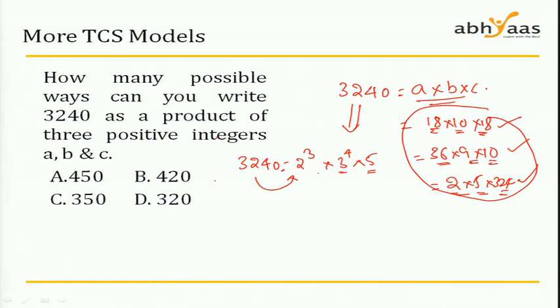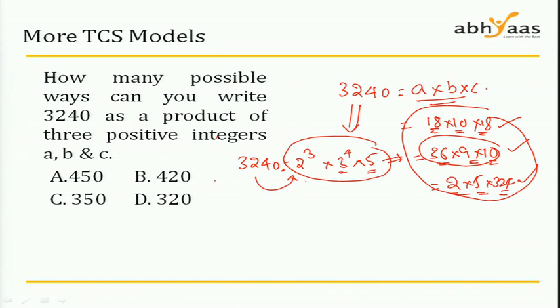405 into 8 is 3240. Perfect. So I have 2 cube into 3 power 4 into 5. Now, if you take a look at this, let's compare these two. Let's suppose this one, 36 into 9 into 10. That's when you'll understand what I was speaking about earlier.